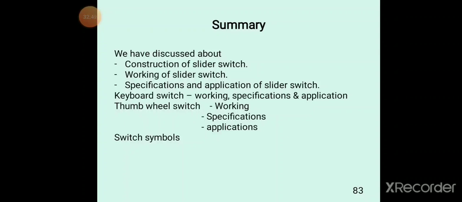Another one is the thumb wheel switch. In a thumb wheel switch, whenever we rotate the wheel, the switch makes the connections. There are a number of connections. In the thumb wheel we discussed many switches: single pole 3 connection, single pole 7 connection, and single pole 5 connections. At last we discussed the switch symbols, the different types of symbols.